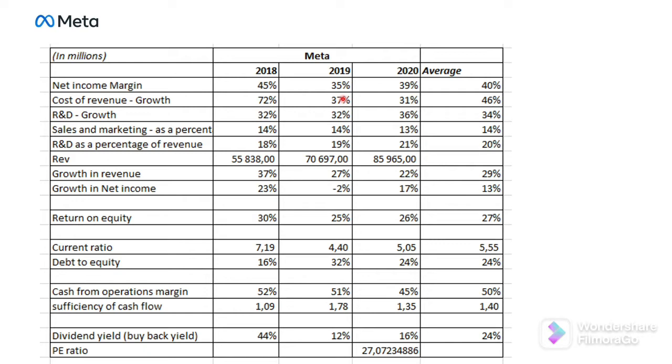Okay, now looking at costs, what I do like from 2018 to 2020 is that cost of revenues have been increasing, but you can see they're increasing at a slowing or a decreasing rate.